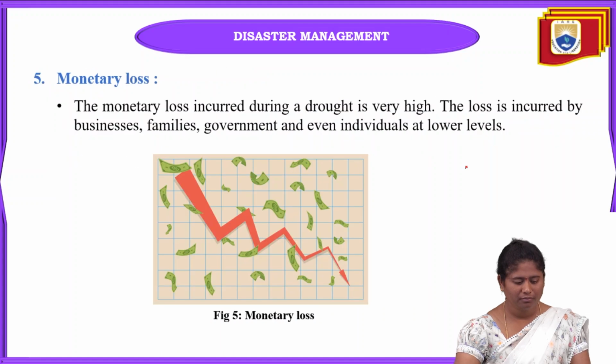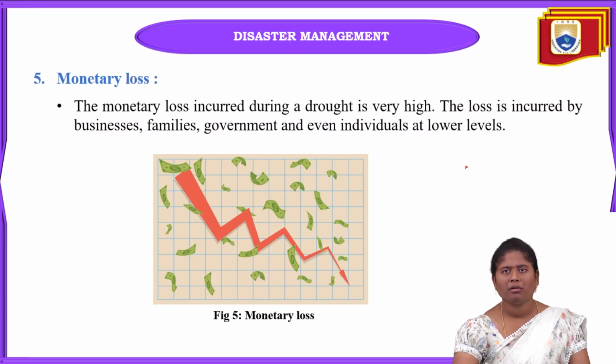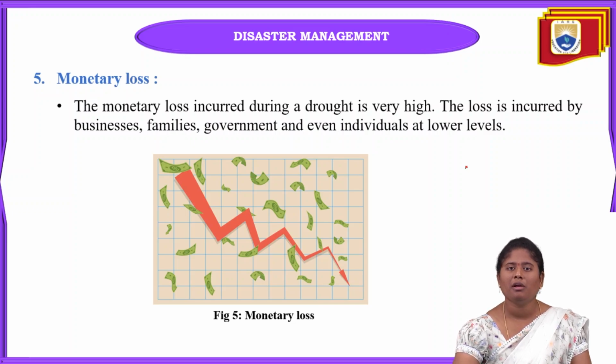Okay, next one is monetary loss. In this, due to the droughts, there will be so much monetary loss. Why? Because if agriculture is not there, obviously that is going to be a huge loss for the overall country. The government has to take some serious action to eradicate this drought disaster.